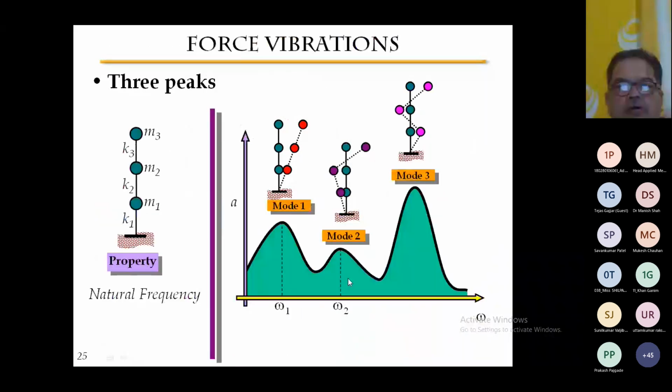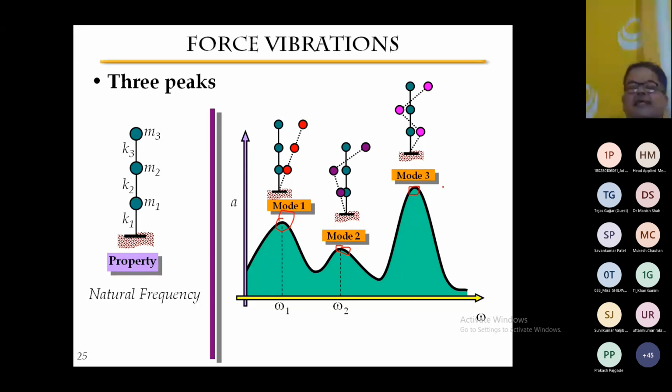So if we talk about the 3 degree of freedom system, and we plot a response curve, acceleration versus frequency, then we know that it's a 3 degree of freedom system. We must have 3 peaks. This is peak number 1, the response corresponding to mode 1. This is corresponding to mode 2, and this to mode 3.